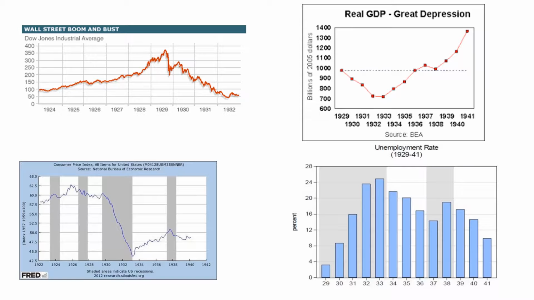This also was characterized by a period of deflation. We can see the consumer price index for the United States falling sharply during the period between 1929 and 1933. So this was a significant recession that was prolonged and became a depression.